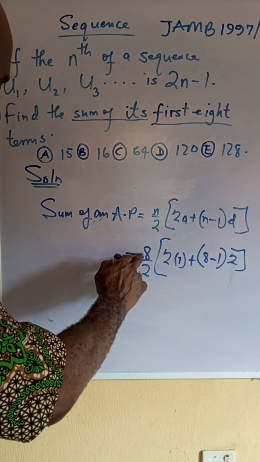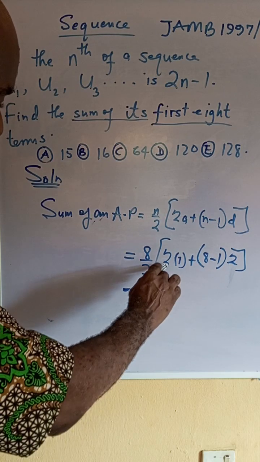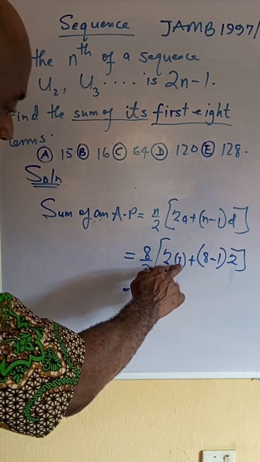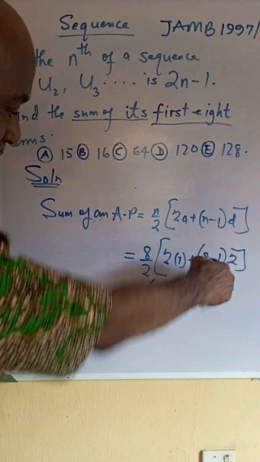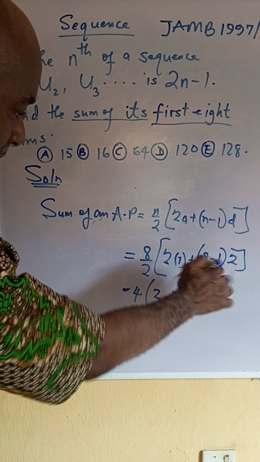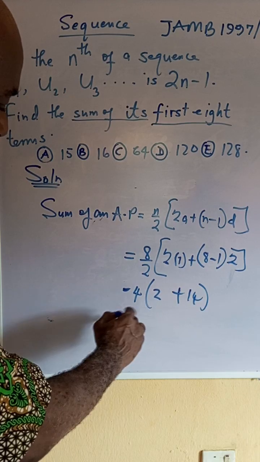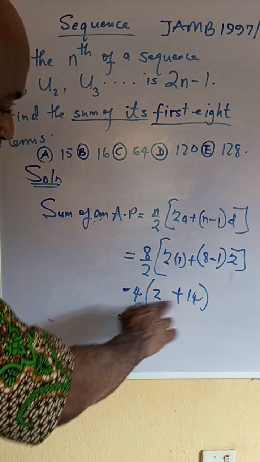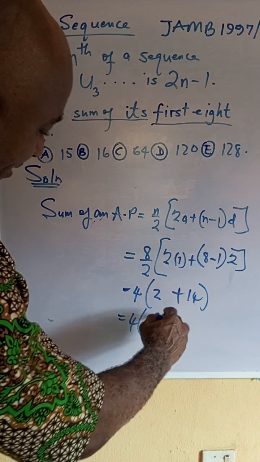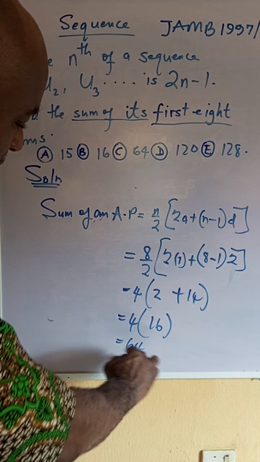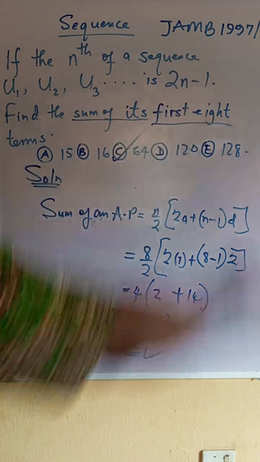At this point, we say 8 divided by 2 will give us 4 here. Bracket: 2 multiplied by 1, that is 2. 8 minus 1 will give us 7. 7 times 2 is 14. Okay, so now next, 4 into 2 plus 14 will give us 16. 16 multiplied by 4 will give us 64. I think option C is correct.